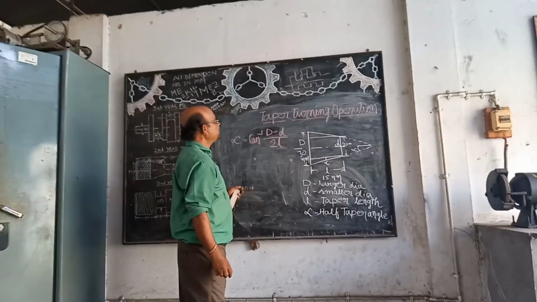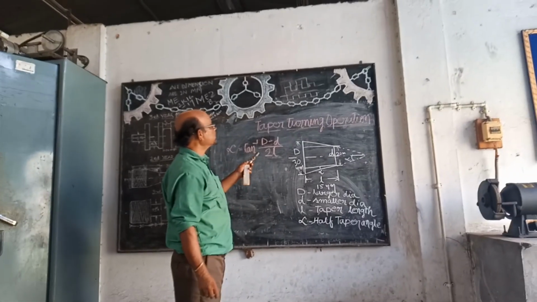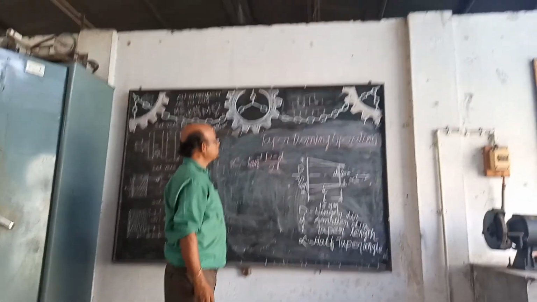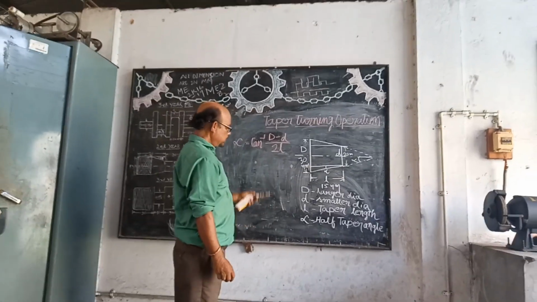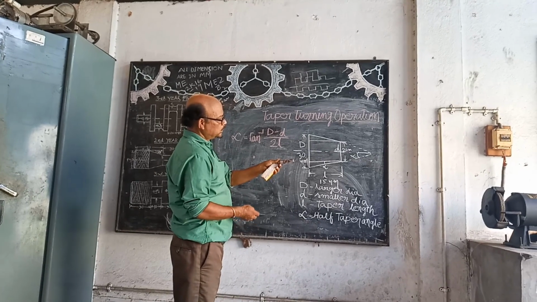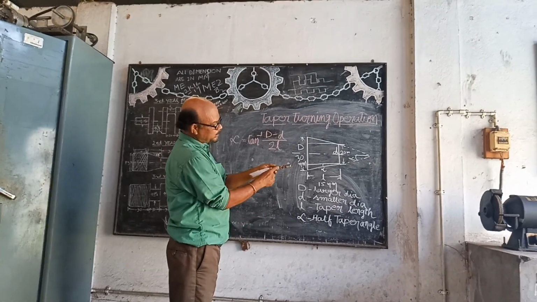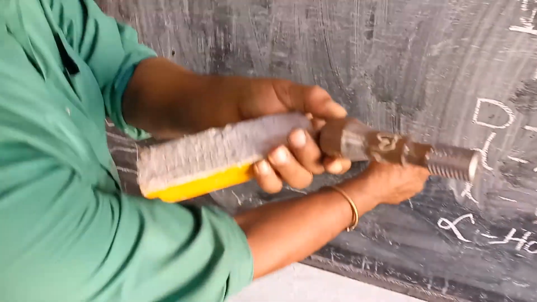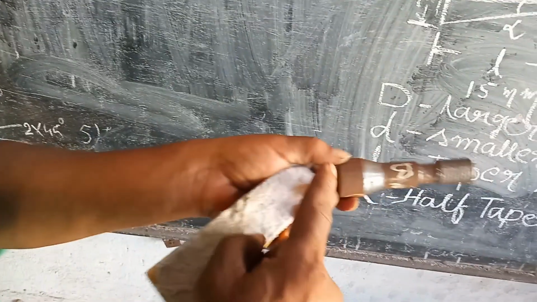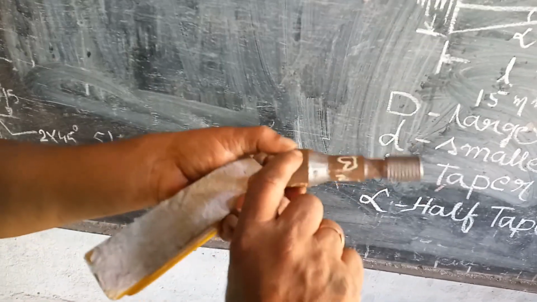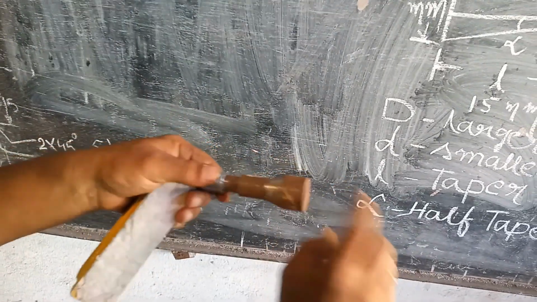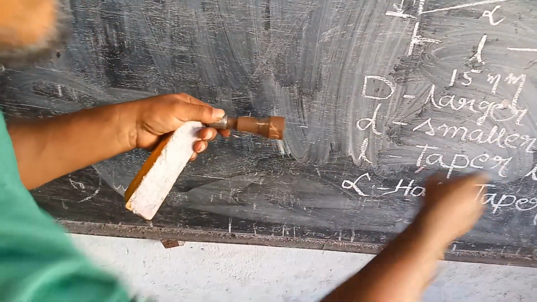In this class, I am discussing another operation, taper turning. So what is taper turning? Look at this job. The diameter of this side is 20 mm. This is the smaller diameter, small d, and this is the larger diameter, capital D. It is 30 mm.